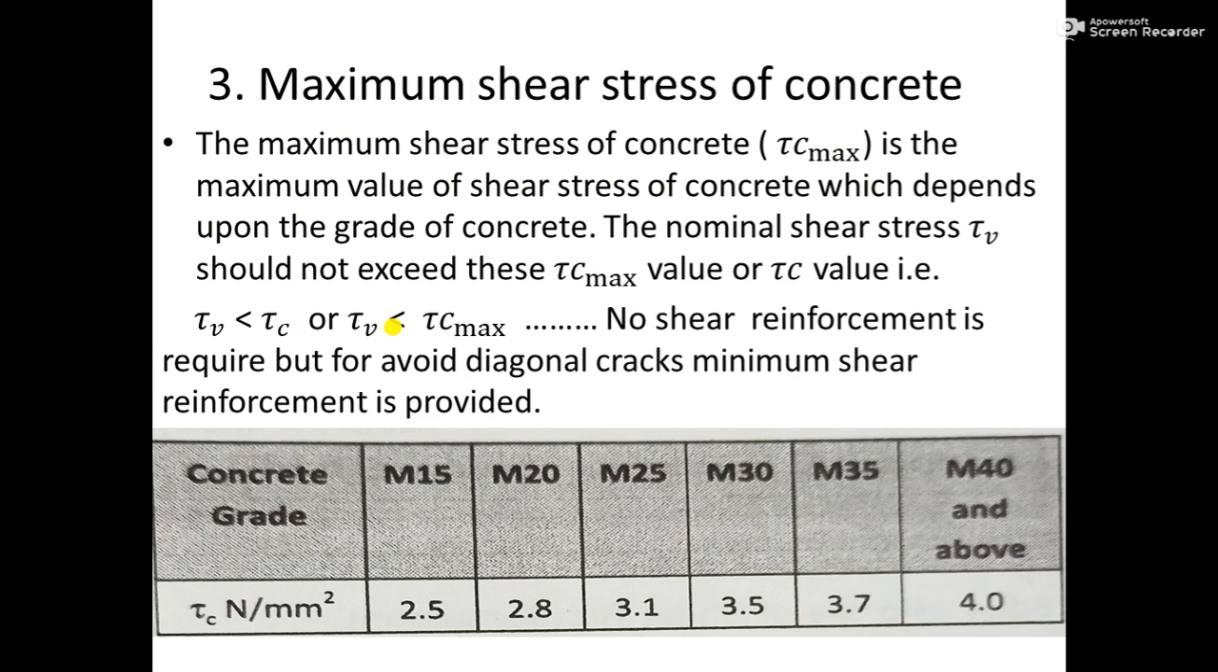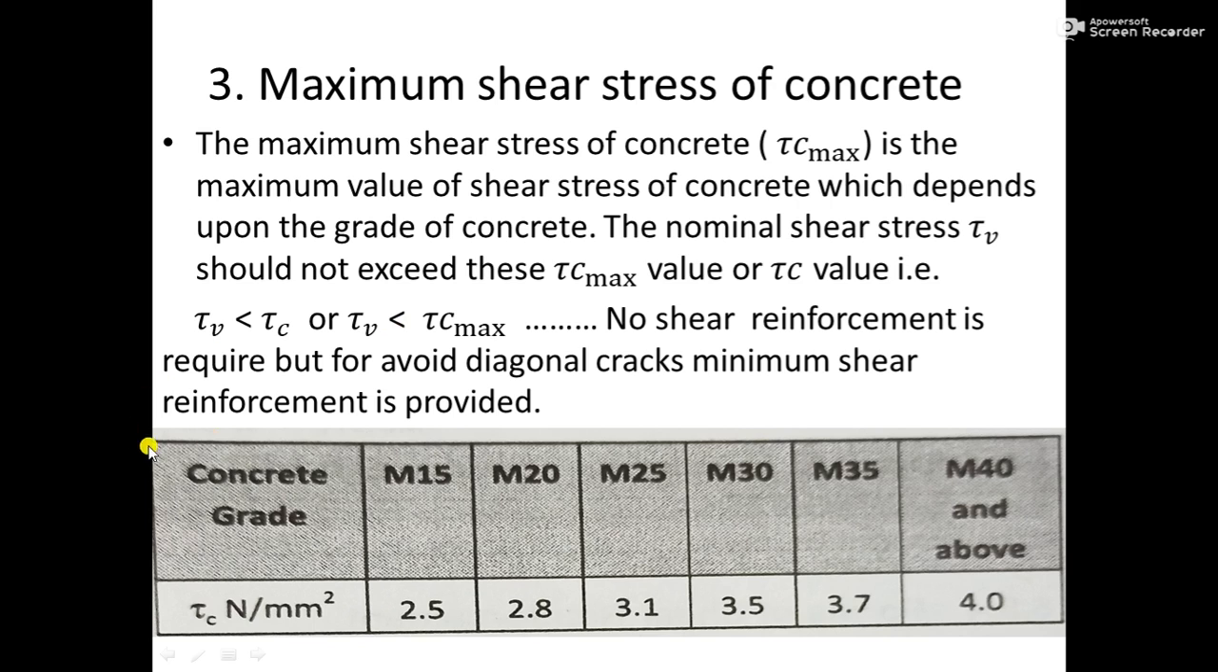Then the maximum shear stress of concrete, tau c max, or it can be denoted by tau c limiting. Tau c max is the maximum value of shear stress of concrete, which depends upon the grade of concrete. The nominal shear stress tau v should not exceed this tau c max value. When tau v is less than tau c, no shear reinforcement is required, but to avoid diagonal cracks, minimum shear reinforcement is provided.